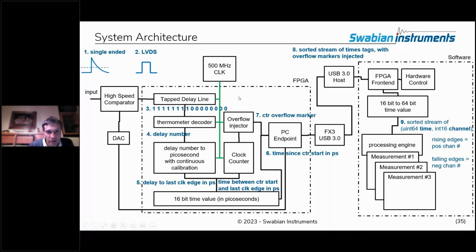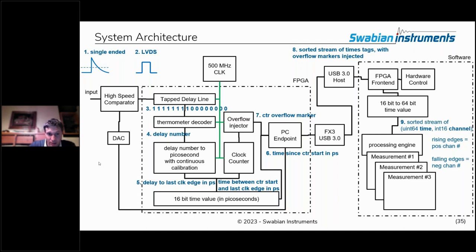That enters into the tap delay line, and out of that comes this 11111000. This raw tap delay output goes into a thermometer decoder that evaluates the bin number out of this chain at every clock signal. The FPGA is driven by a 500 megahertz clock in the case of the Time Taker Ultra. For the Time Taker X, it's a 750 megahertz clock speed. Then we have the delay number, at which bin the delay occurred.